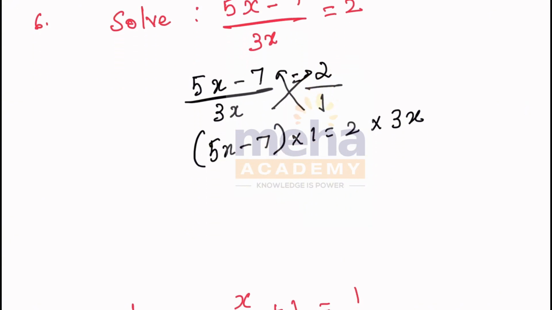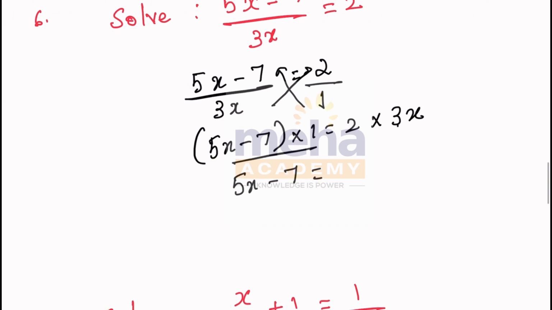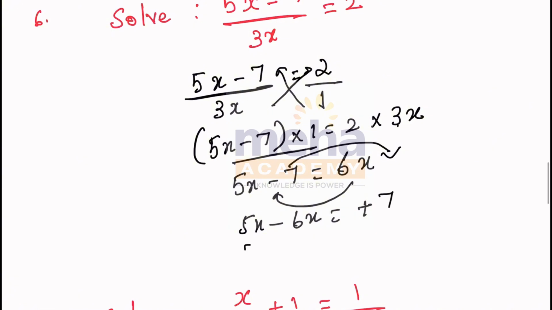Then the answer would be, anything multiplied with 1 will give you the same expression. 3 2s are 6x. So bring x to the other side, it becomes 5x minus 6x is equal to, when minus 7 goes to the other side, it becomes plus 7. So here the terms are the same, it's a like term. So 5 minus 6 is minus 1. 1 plus sign, 1 minus sign, it's always subtraction. And place the greater number's sign, which is 6. So as a minus sign, minus 1x is equal to 7. So x is equal to negative 7.